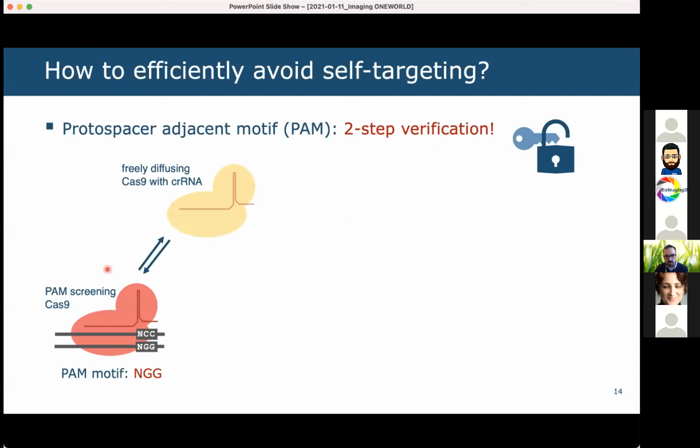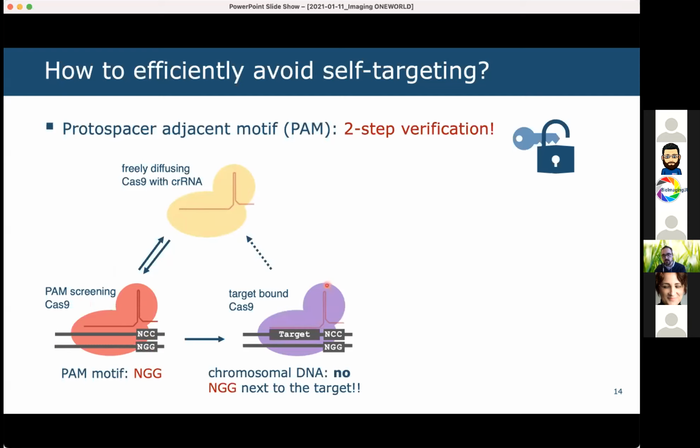Then first, even without RNA, the protein will check whether there's a small NGG sequence. So the protein Cas9 looks all over the chromosome, where do we have this NGG sequence? N can be any other base, but the GG is strictly required. And only if this is the case, then the protein will check the complementarity between the CRISPR RNA and the chromosomal DNA. And only if this is the case, the molecule will bind very stably and then eventually can cut the DNA at a certain position.